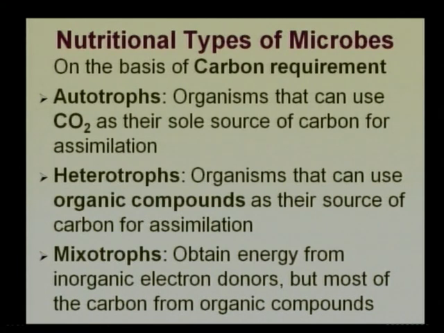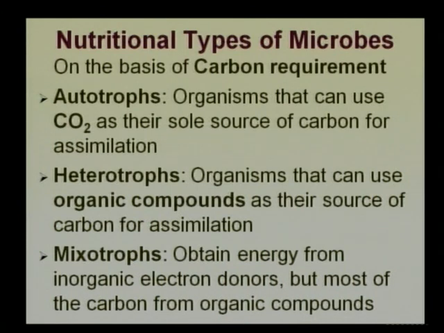Nutritional types of microbes on the basis of carbon requirements. Carbon is the most important requirement. Many organisms in nature can utilize carbon dioxide as a sole source of carbon for assimilation into various cell components. These organisms are known as autotrophs. Heterotrophs are the other organisms which can utilize organic compounds as their sole source of carbon.